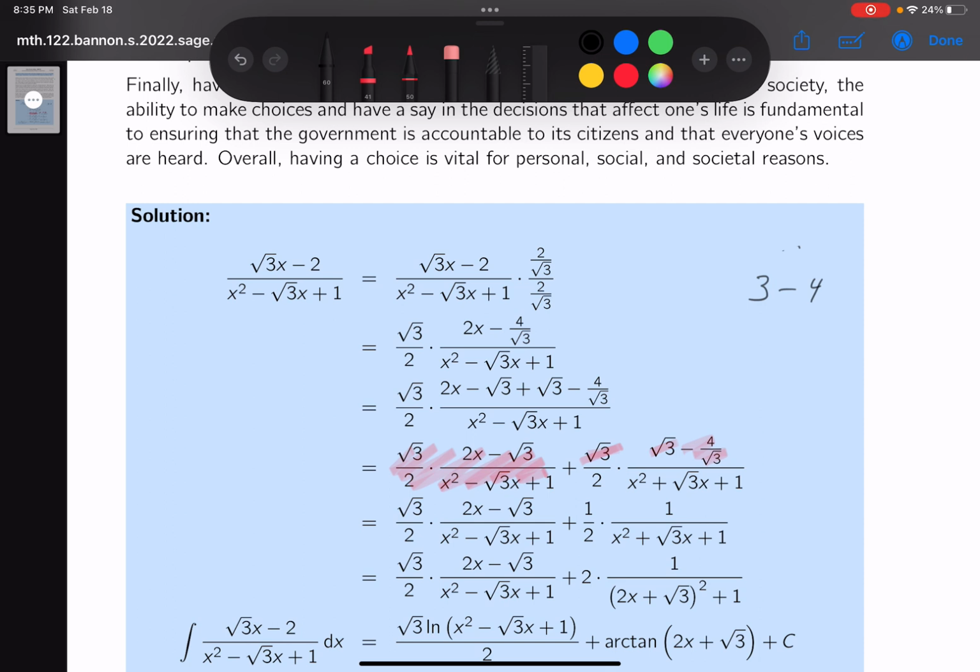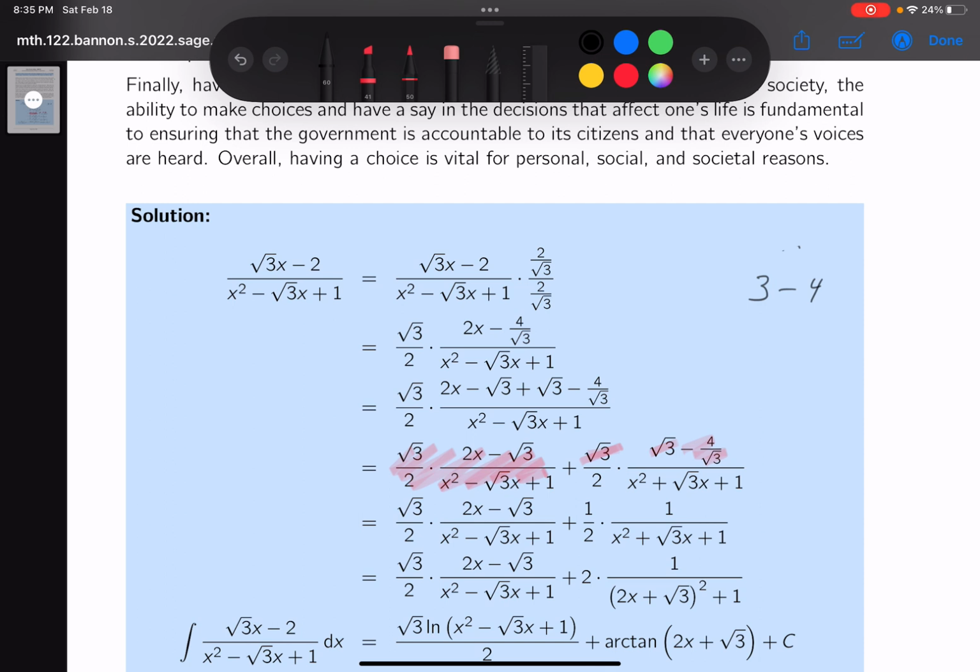Root 3 times root 3 is 3. And root 3 times minus 4 root 3 is minus 1. Yeah, I made a mistake in my k, and I just noticed it. And I'll have to correct that. All right? Let me just be careful about that again before I say that.